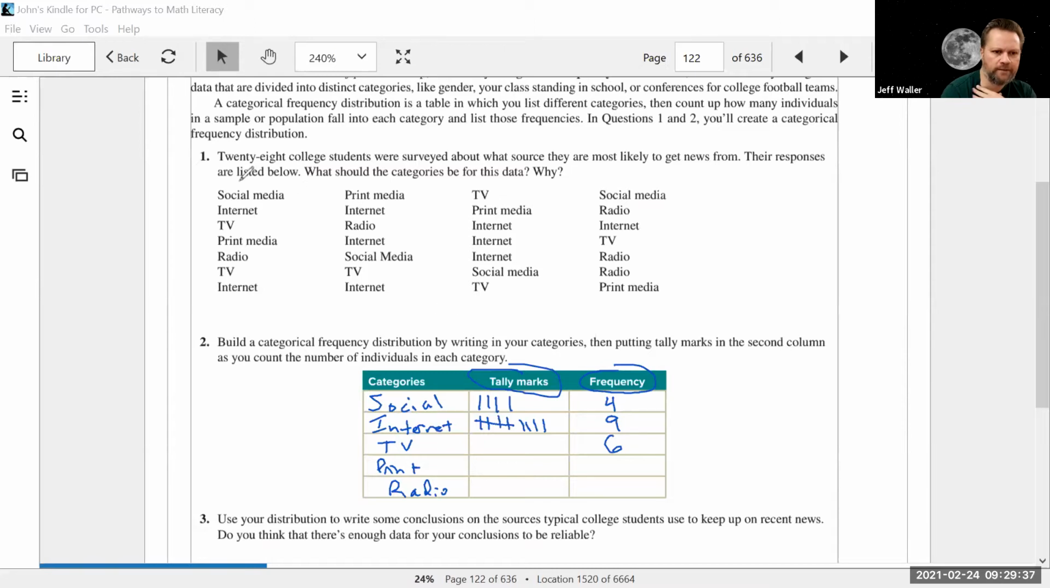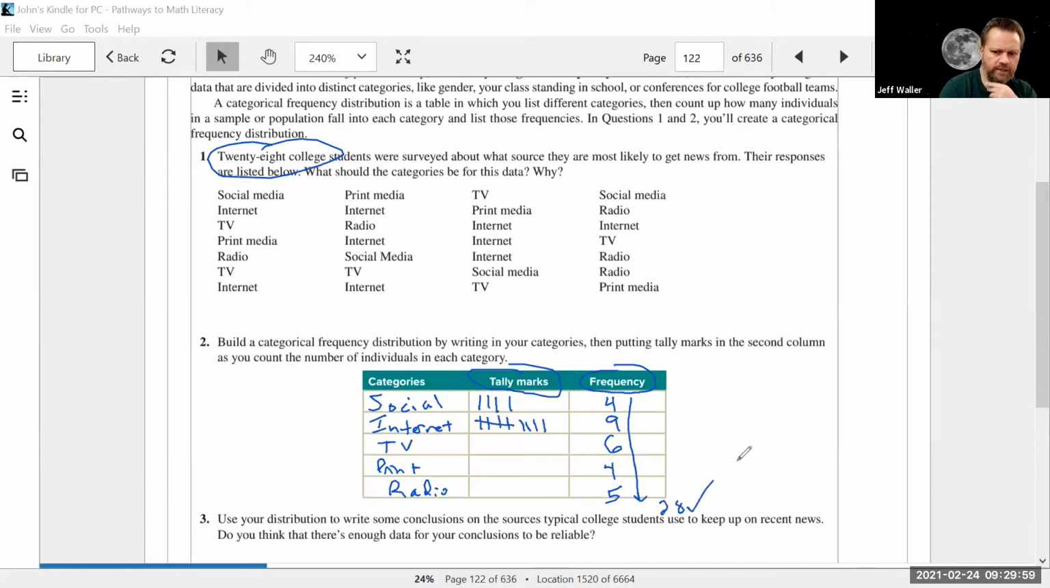What about print? 4. What'd you say? 4? Yeah, it looks like 4. And then radio, 5. 3, 4, 5. I agree. Cool. So let's double check here. 28 college students, right? So what should all these add up to be? 28. And they do.